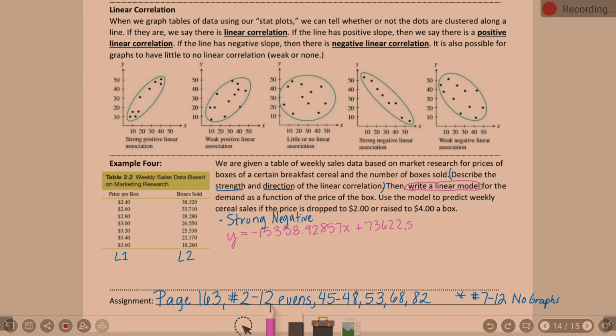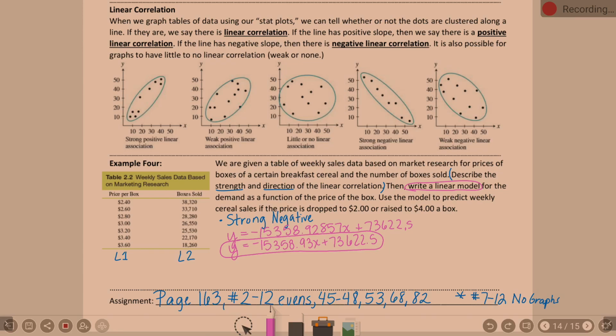If you want to shorten it up a little bit, y equals negative 15,358.93x plus 73,622.5. This is my model. And here was the nice part, folks. My calculator did the work for me, didn't it? Okay. So, real quick, how do we do that? Because you're not going to remember come homework time how you did that, are you?